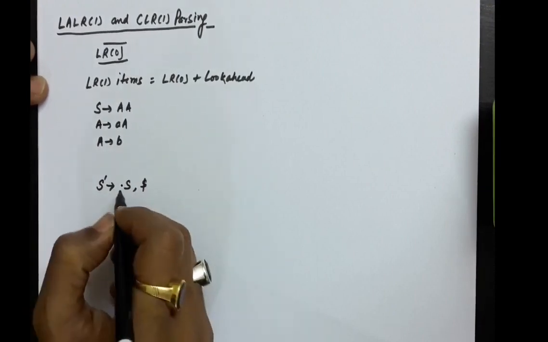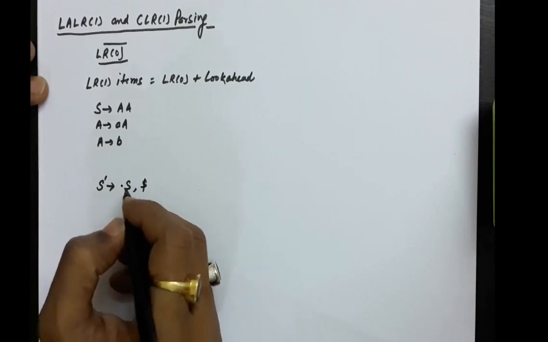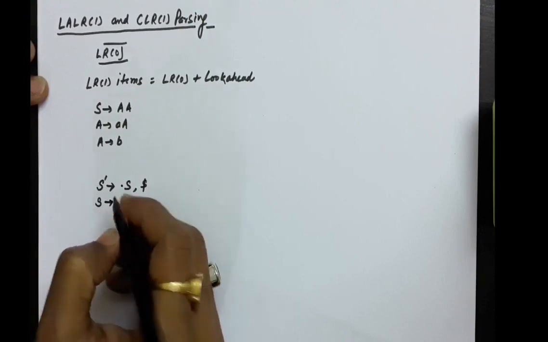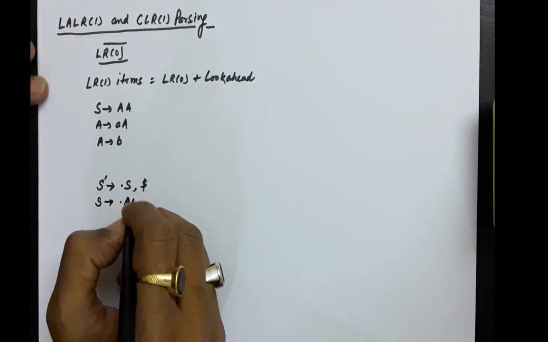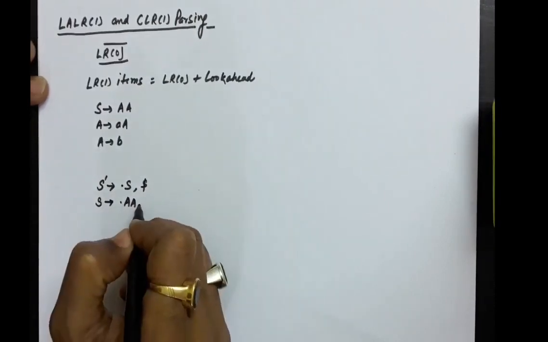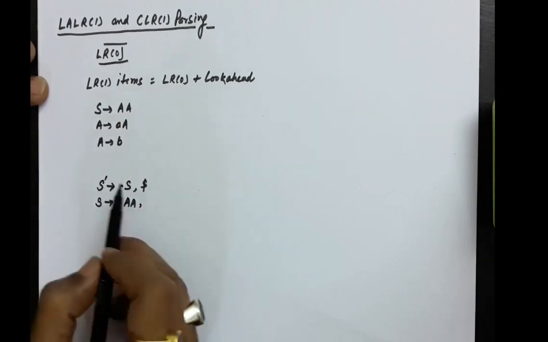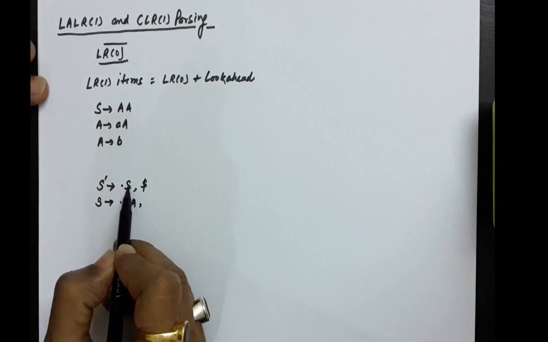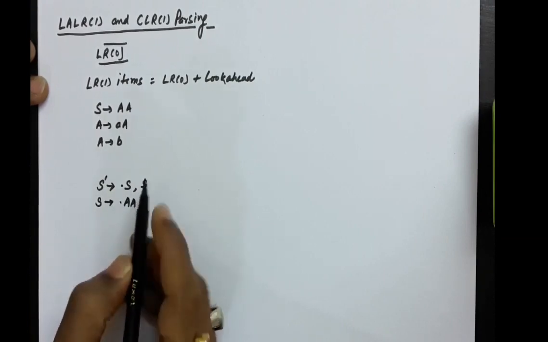Since the dot is appearing before a non-terminal symbol, we will write all the productions starting with capital S. For that we have S produces dot A A. This is the only production, and what will be the lookahead associated with it? We have written this production because of this S, so whatever is appearing after it, you have to find the first of that. The first of dollar is dollar.